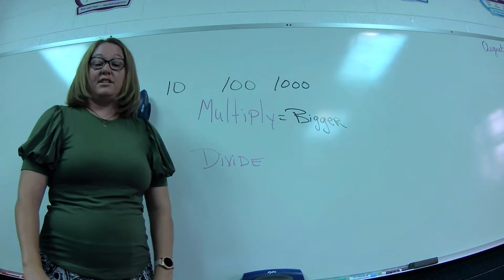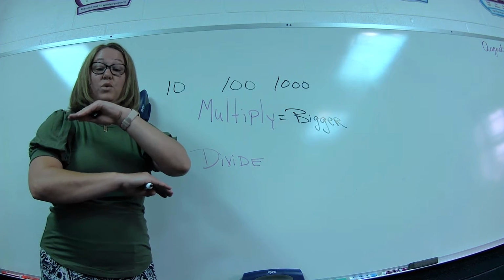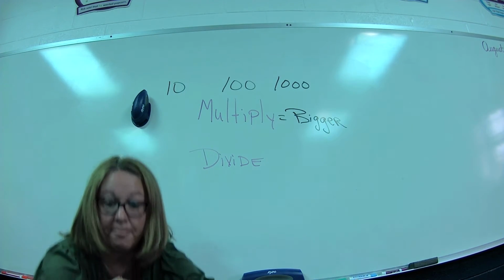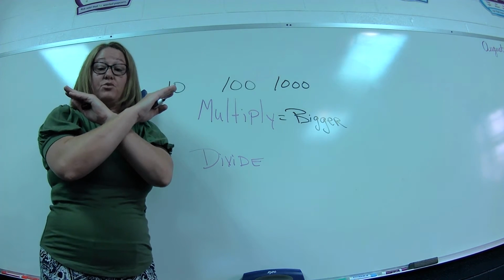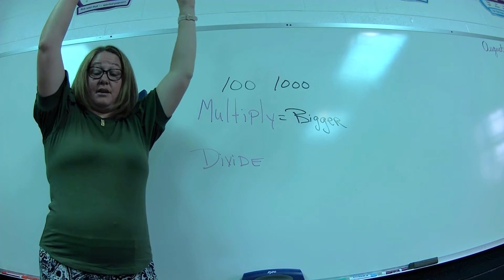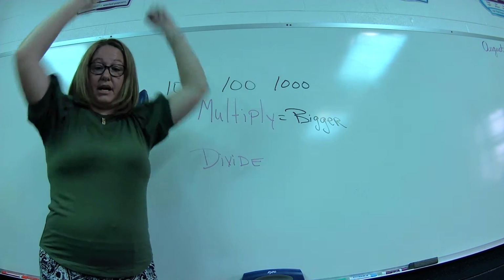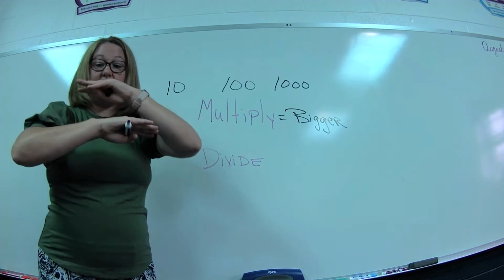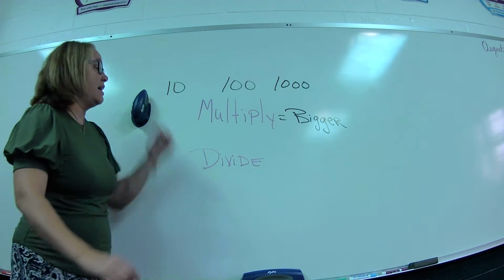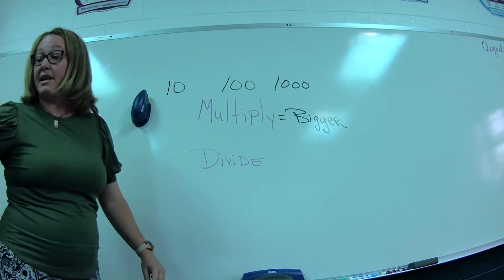All right? So if I said we are going to divide, which way are we going? Small. If I say we're going to multiply, which way are we going? Big. Multiply, big. Divide, small. All right.